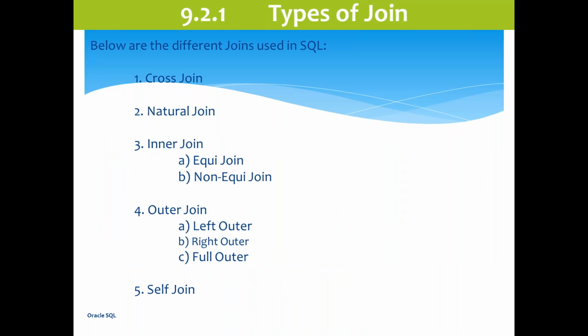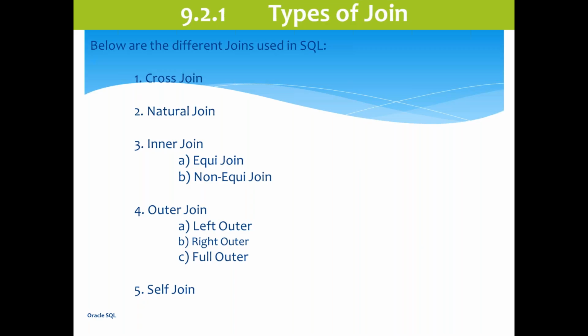These are the various types of joins. Below are the different joins used in SQL. First is cross join, second is natural join, third is inner join, fourth is outer join, and fifth is self join. Natural join and cross join, these two are not used. Inner, outer, and self joins are used in real time, and in interviews also you will always get these three types of join: inner join, outer join, and self join.